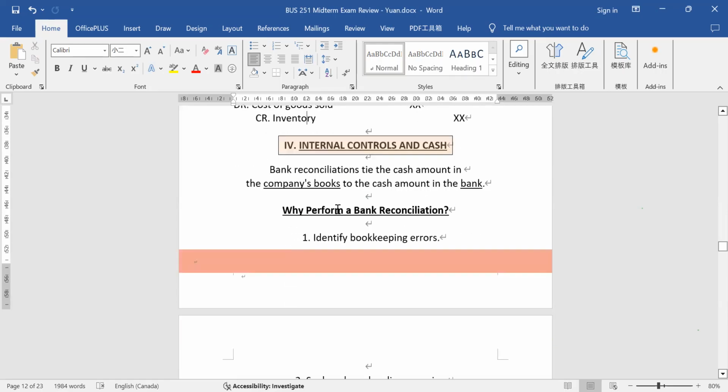So next part, we will talk about internal controls and cash. So the bank reconciliation ties the cash amount in the company's books to the cash amount in the bank.